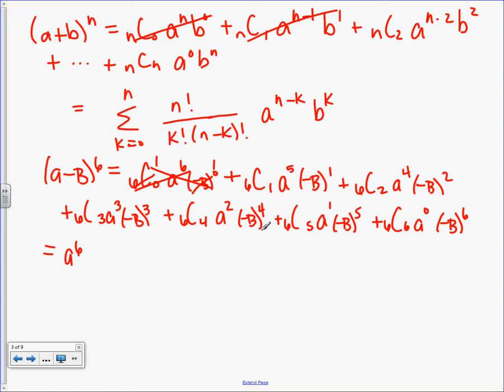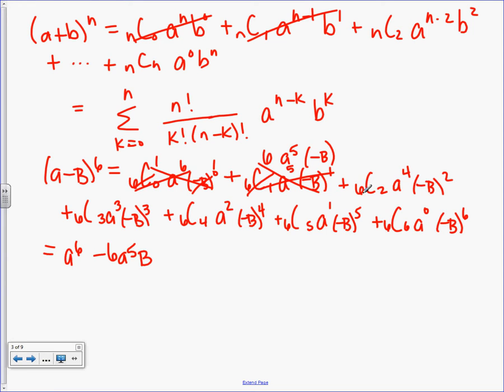Is that okay? Okay. So now 6C1, plug that in, and you get 6. What's a to the 5? A to the 5 still. Negative b to the 1 is negative b. So this becomes negative 6a to the 5b. Do you understand that? Did I lose anybody there? Okay. Did I lose you, Farah? Okay. Your eyes looked really wide.